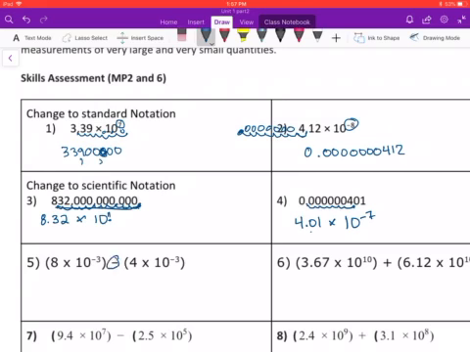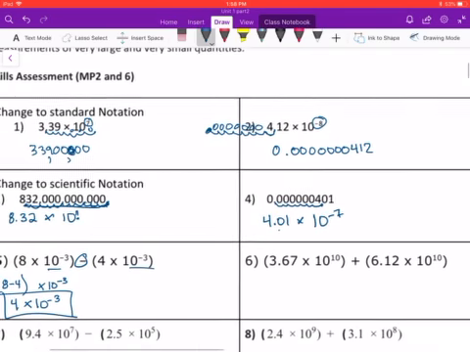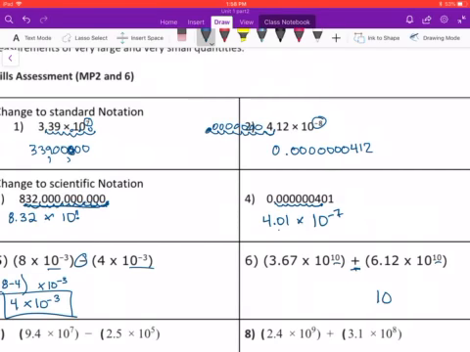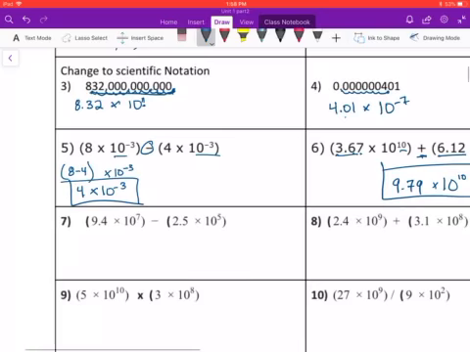Now we're going to subtract here. We have the same power, which makes life much easier. So then I just have to do 8 minus 4. 8 minus 4 is 4 times 10 to the negative third power. Easy enough. That's going to be a really small number, by the way. And number 6, we are adding here, same powers. Lovely. 10 to the 10th. I just add 3.67 and 6.12. Gives me 979, I think. 9.79. 3 plus 6 is 9. 6 plus 1 is 7. 7 plus 2 is 9. Yep. Times 10 to the 10th.